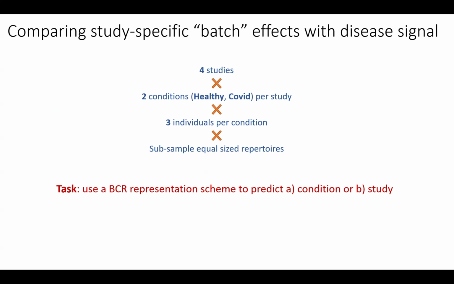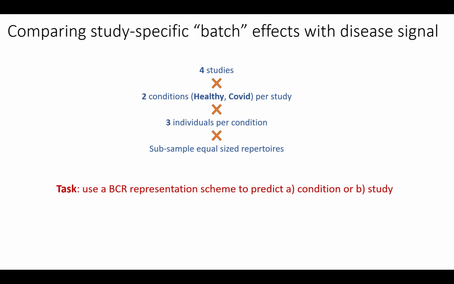And so the way we address this is we curated from the Observed Antibody Space dataset 4 studies, each of which has both healthy and COVID patients. We took 3 of each, and then we subsampled their repertoires so that they're roughly equal sized. In some cases, the repertoires were slightly small, so we couldn't subsample them. But the overall point is this gives you an apples to apples comparison.